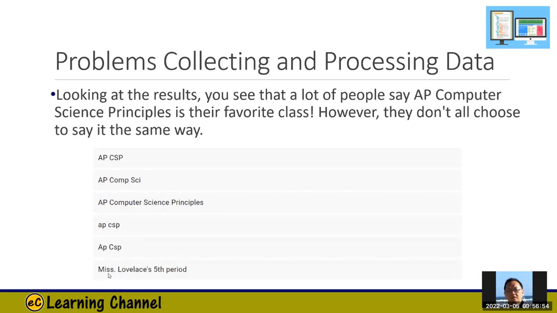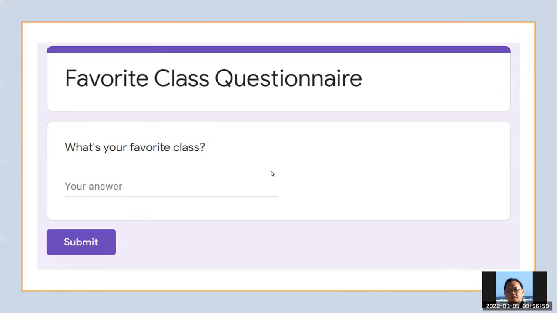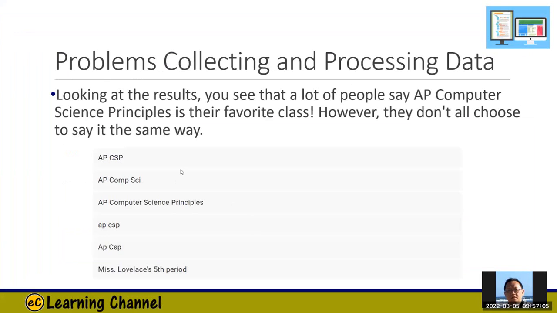And he may fill in Miss Lossless fifth period. So this one actually means the same thing, but everybody may fill it out in a different way. So because of this, you need to go to the next step.